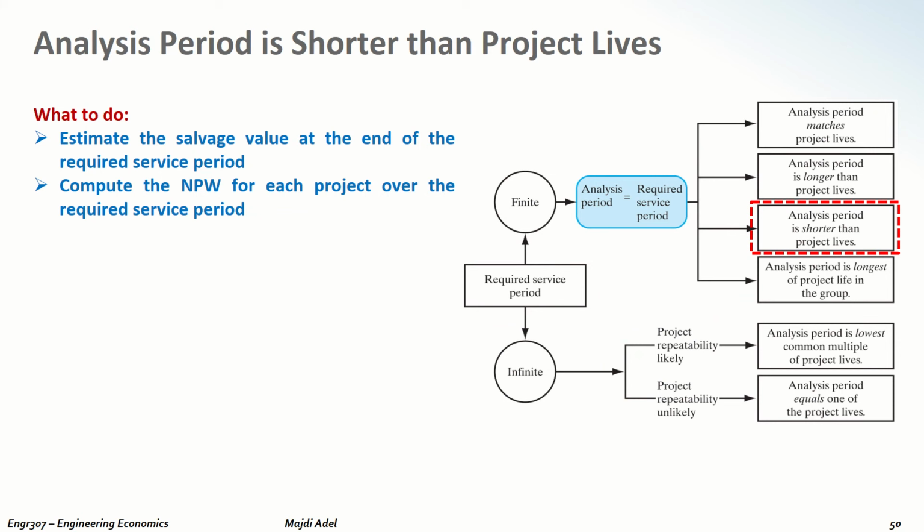Now, the next case is that the analysis period is shorter than the project life. For example, the analysis period is 2 years, but the service life of the equipment is 5 years. So what to do in this case? I need to determine the salvage value of the machine or the equipment at the end of the service period. I then calculate the present worth and choose the project with the highest present worth.